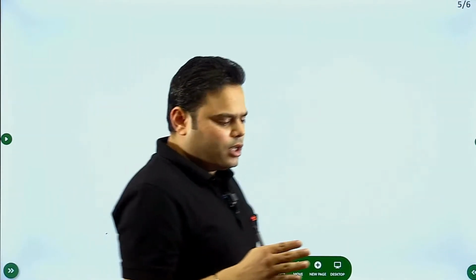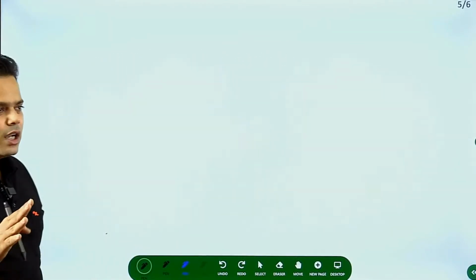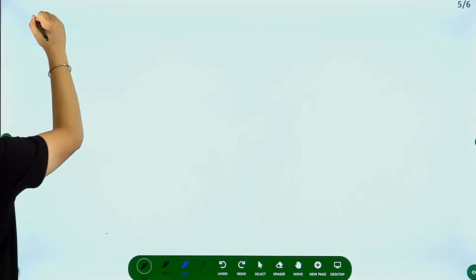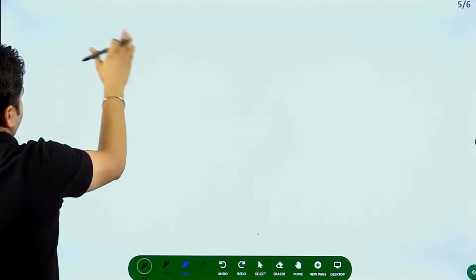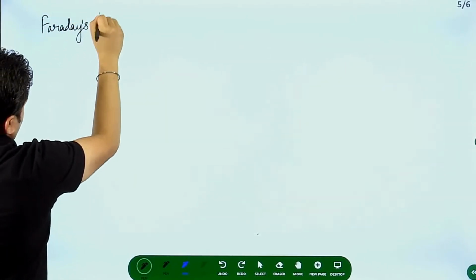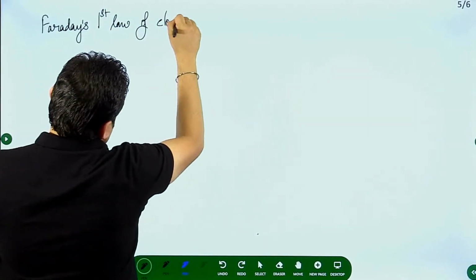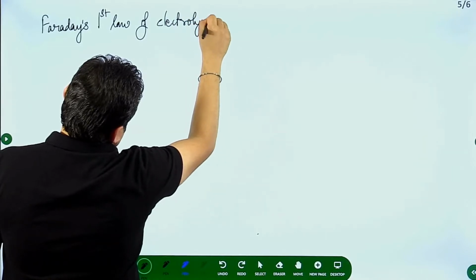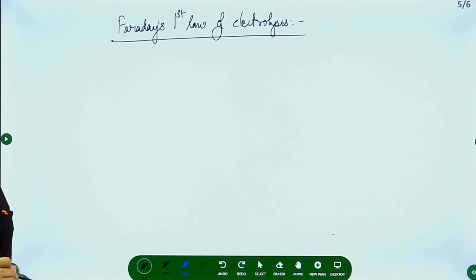This thing is important with respect to your theory as well as your entrance point of view. You have numericals based on this, okay, as well as MCQs based on this concept. Now, what is Faraday's first law? What do we mean by Faraday's first law? Now, what is the statement? Let us understand the statement for Faraday's first law.